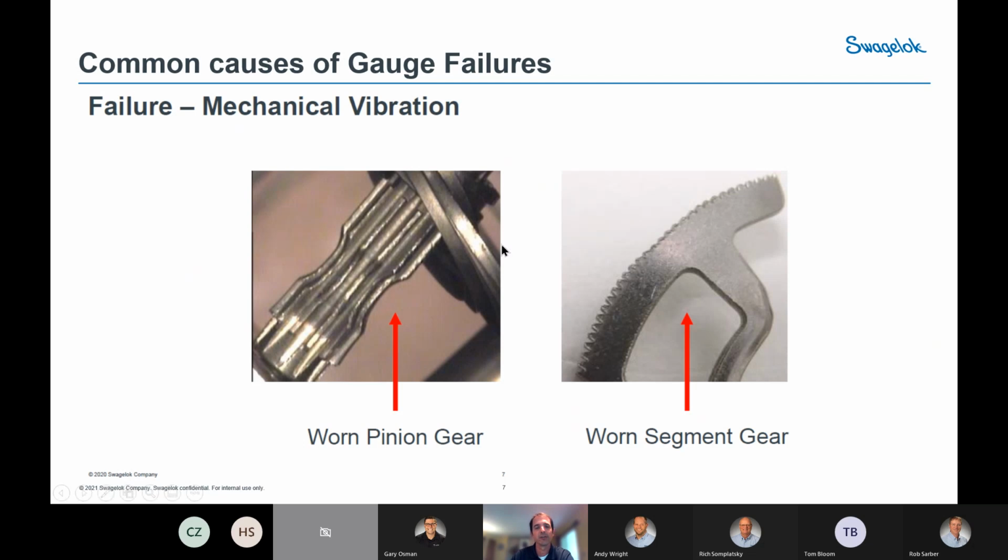This is the pinion gear I mentioned that would be connected to the dial. You can see how the splines on the gear are worn in the middle there. And then the gear on the right that would be connected to this pinion, you can see how the teeth are worn. They're all from just a heavy vibration in the system.